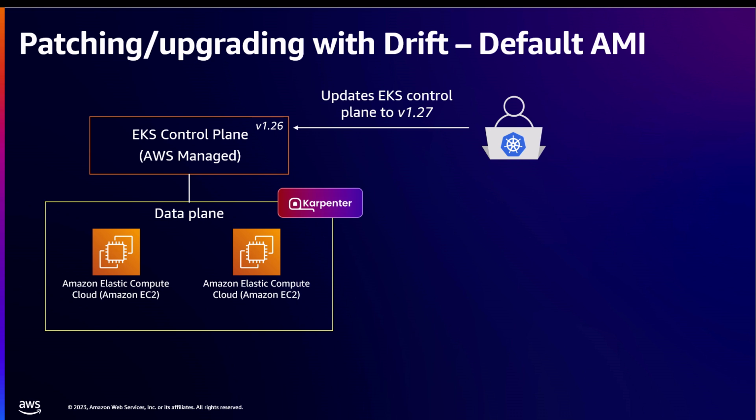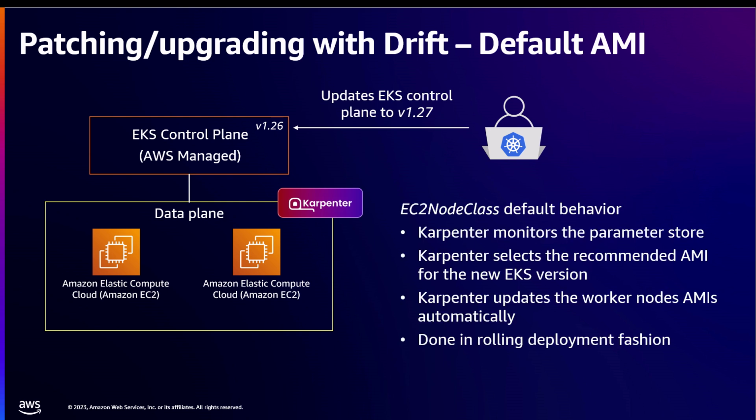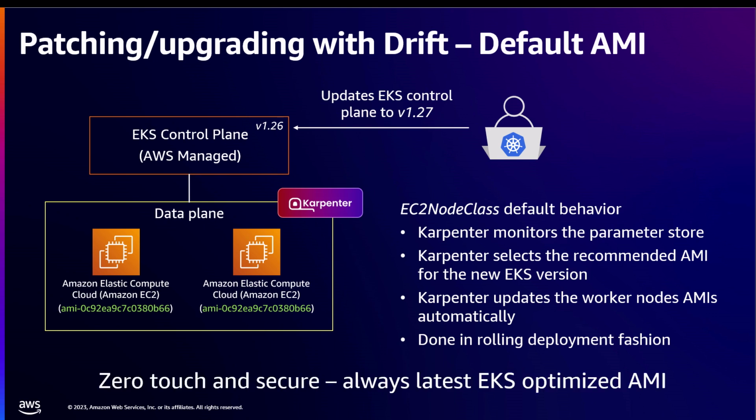What about Kubernetes version upgrade? If you update the EKS control plane, let's say from version 1.26 to 1.27, it's intelligent enough to know it is going to go check the parameter store. It will find out the latest AMI for version 1.27, and it will upgrade those worker plane nodes. So as you could see, this is zero touch and secure. You do not need to run some pipeline, no need to run a recycling command or etc. It's always using the latest EKS optimized AMI with all the latest security patches.